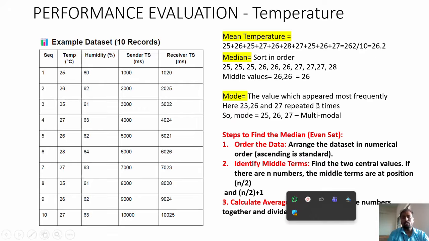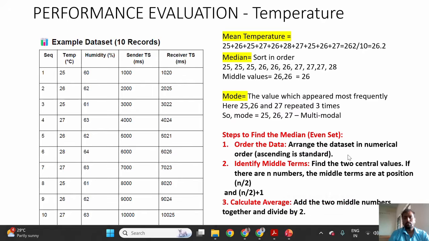In order to find the median, you have to first sort the data set in numerical order. We can do it in ascending or descending order, but usually ascending order is the standard. After sorting the data in ascending order, you have to identify the middle terms. If there are n numbers in the data set, then the middle term will be at the n by 2 plus 1th position if the number of terms is odd.